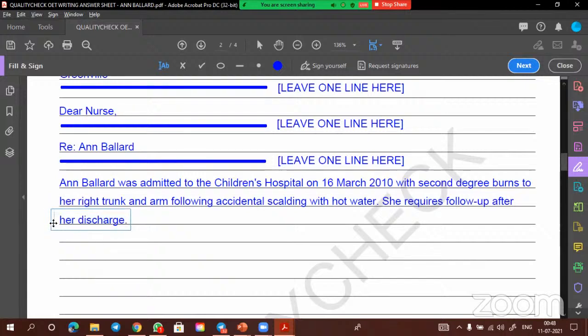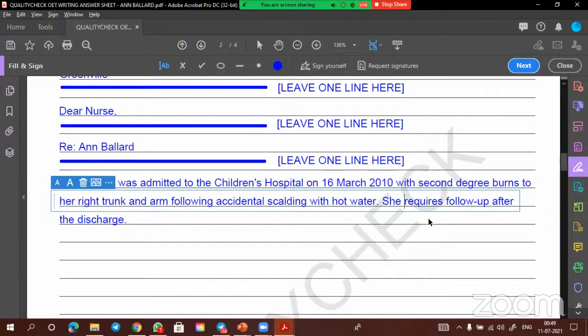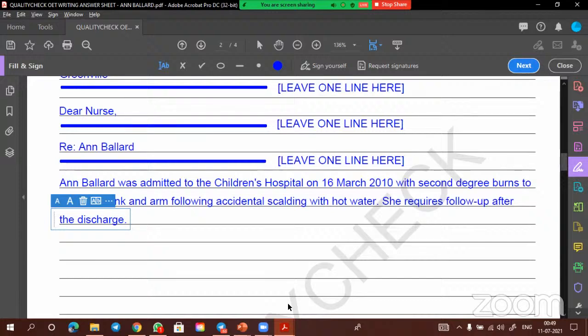After her discharge, or after their discharge. Or you can say she is being discharged today, and requires follow up. She requires follow up after her discharge. Or she requires regular observation and care following her discharge today.